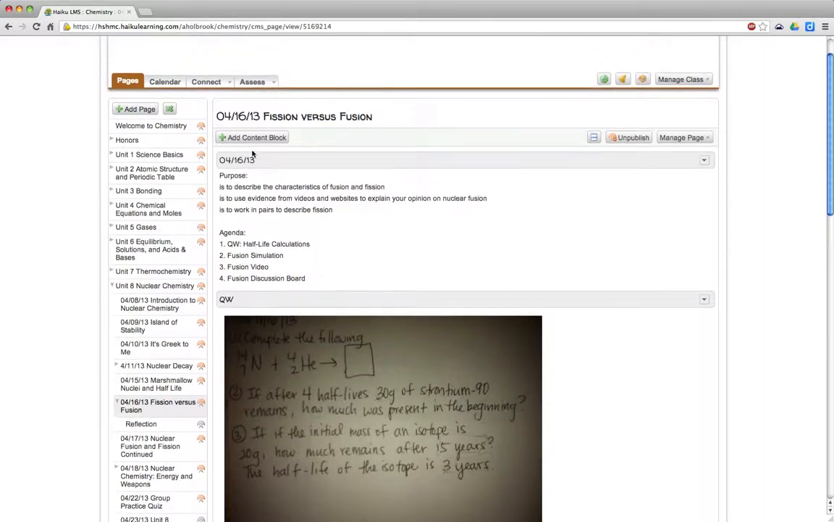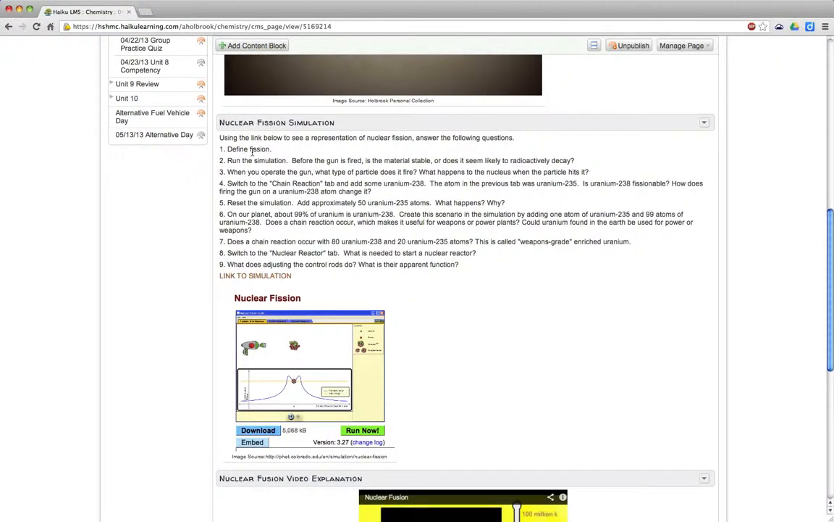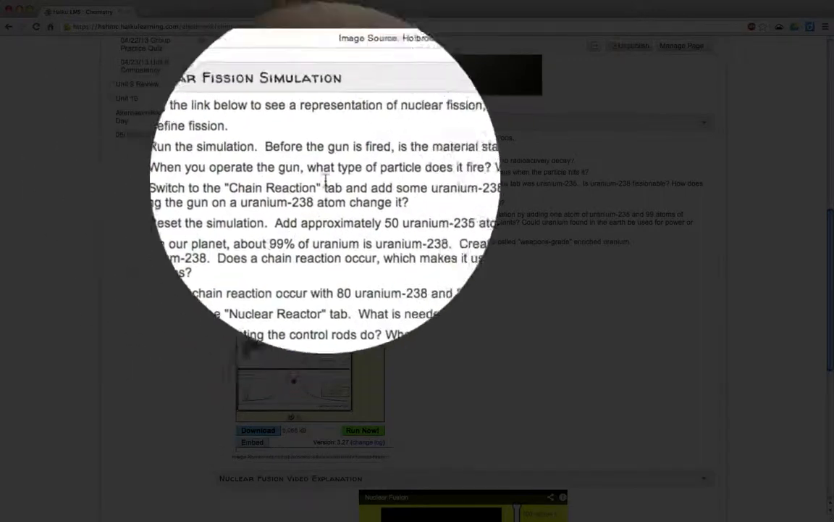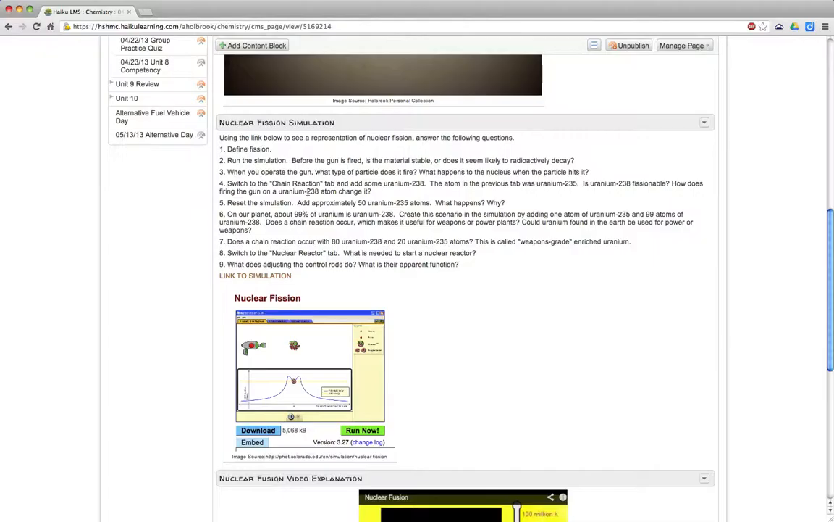Once the students began their work in pairs, they were collaborating to go through this nuclear fission simulation shown here. The prompts are posted right here for them to answer and guide them through the simulation. The students were able to discuss these prompts and respond to each other verbally to determine the answers as they were working through the simulation.